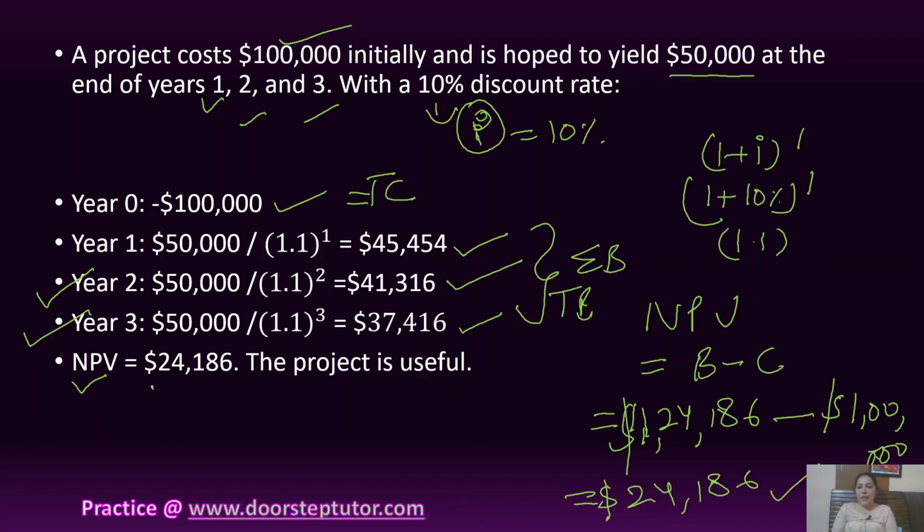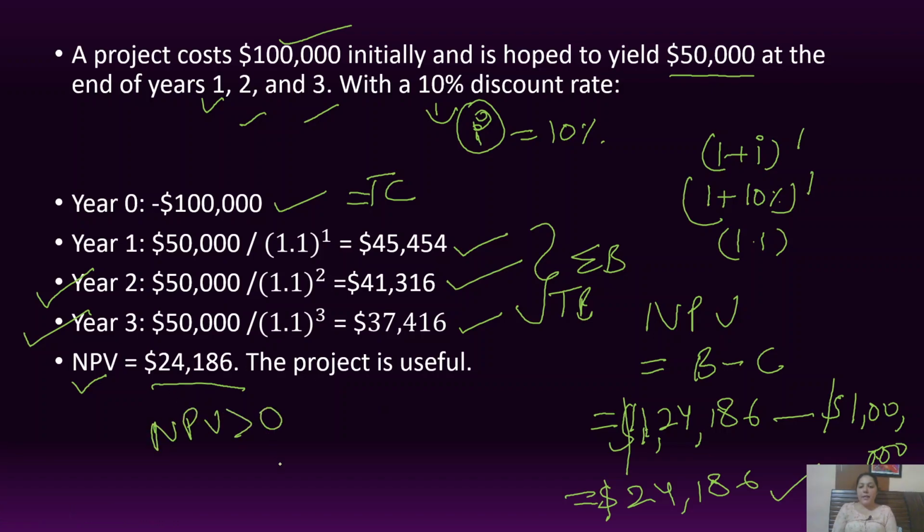So NPV is $24,186. So it means NPV is positive here, or it is greater than 0. So the particular project is useful. So in this way we can make the decision related to the project considering the difference between benefit and the cost.